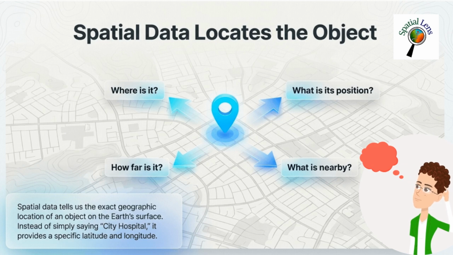Now let's understand spatial data. Spatial data is information that tells us the exact geographic location of an object on the Earth's surface. Unlike non-spatial data, spatial data answers questions like: Where is it? What is its position? How far is it? What is nearby? And what surrounds it?